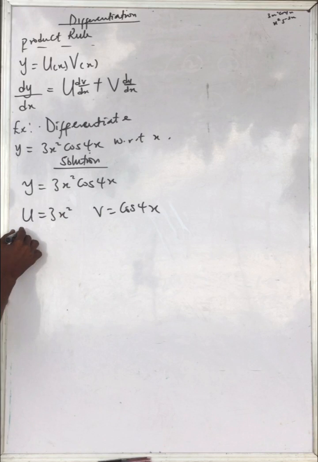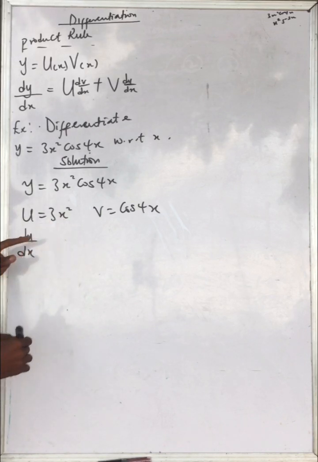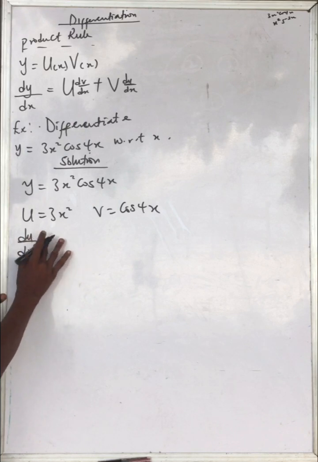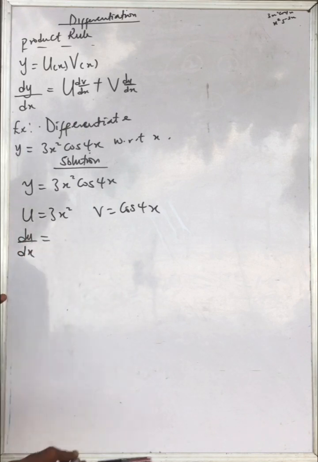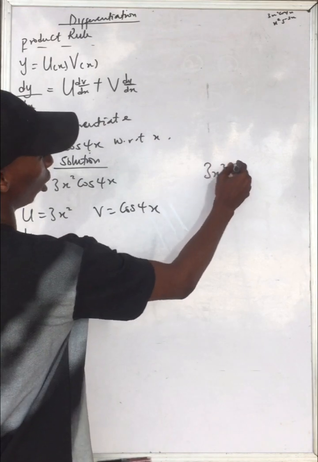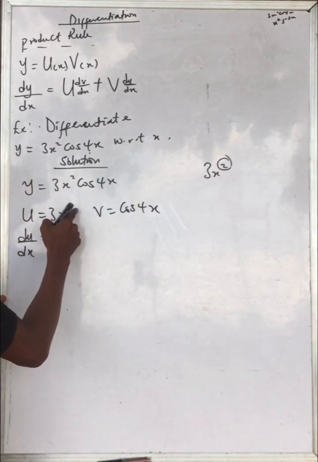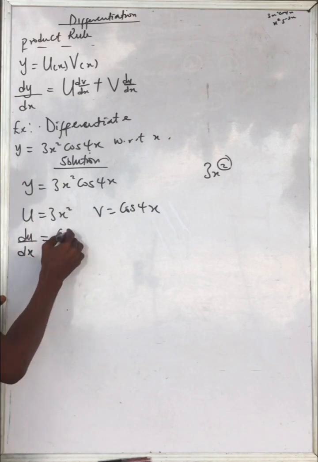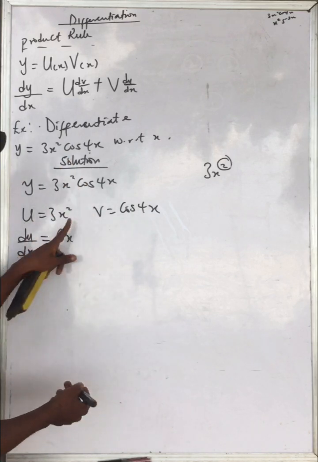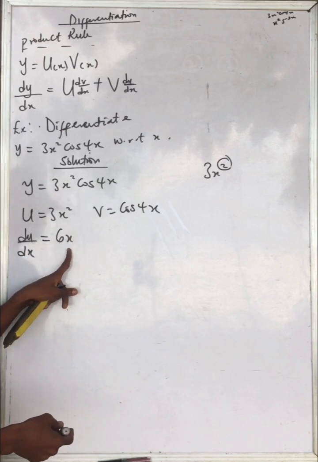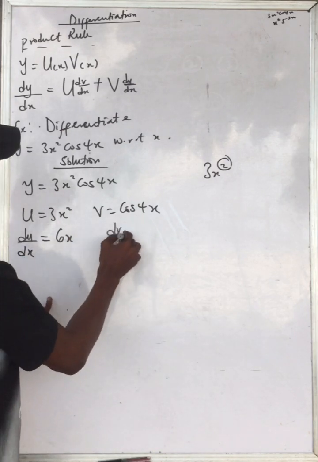So that means I need to get my du dx. I need to differentiate u with respect to x in this case. Differentiating u with respect to x, remember the logic behind this. You have 3x squared. Take the power to multiply the base, that's 2 times 3, that's 6x. Then deduct 1 from the power, that's 2 minus 1, which ends up giving you 6x. Now let me obtain my dv dx.